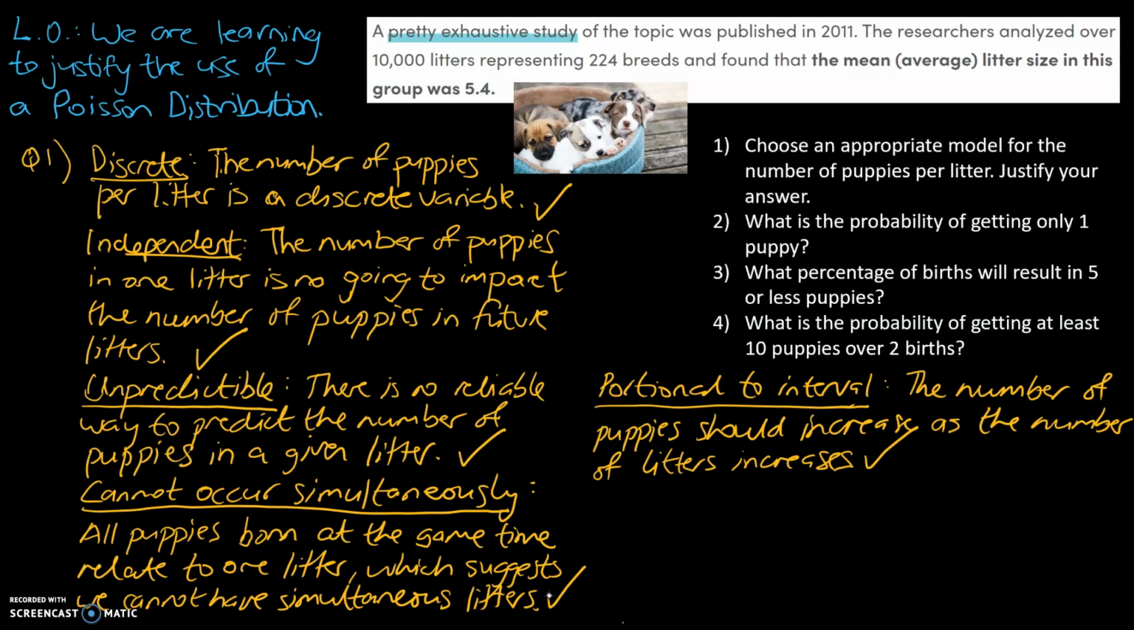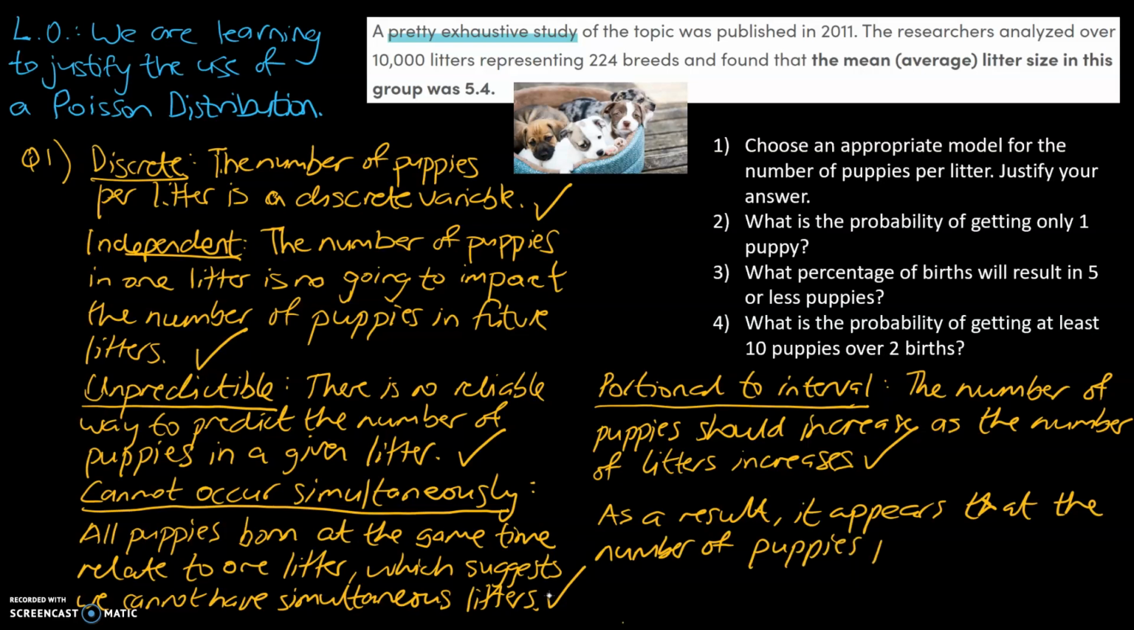Now that we've gone through all 5 assumptions, and in this example they've all been ticked, which won't always be the case, we can make a conclusion. As a result, it appears that the number of puppies per litter could be modeled by a Poisson distribution.